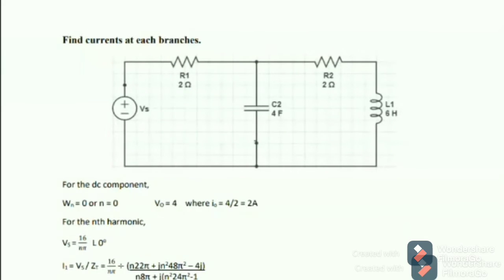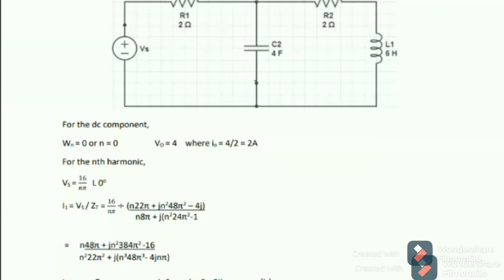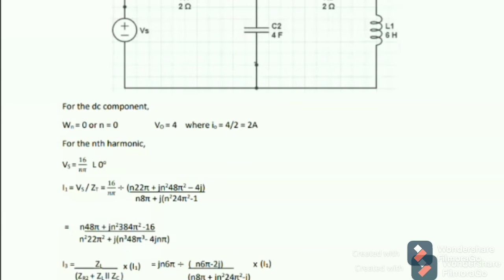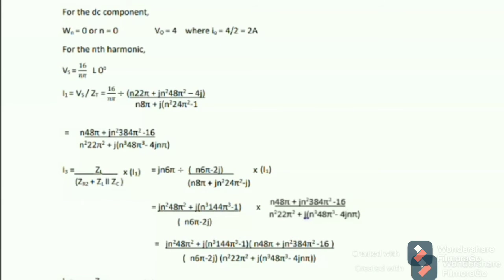Next, we need to find the current at each branch. For the DC component, we know that n equals 0, V naught equals 4, where I naught equals 2 ampere. For the harmonic of the waveform, we know Vs equals 16 over n pi angle 0 degree. For I1, the formula is Vs over Zt. We solve the equation and we've got the answer n 48 pi plus j n square 384 pi square minus 16 over n square 22 pi square plus j bracket n cube 48 pi cube minus 4j n pi bracket.